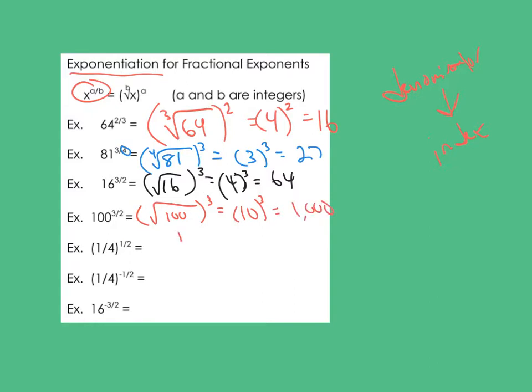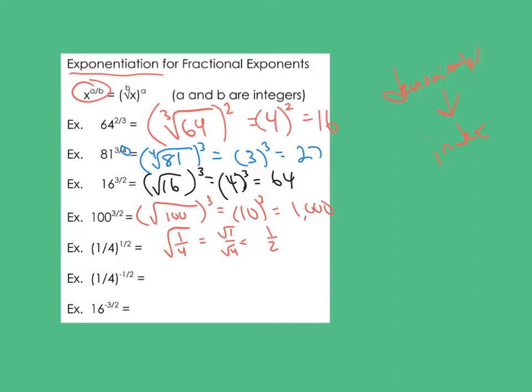1/4 to the 1/2 power is going to be the square root of 1/4, which is the square root of 1 over the square root of 4, which is 1/2. Okay, 1/4 to the negative 1/2 power. Okay, so now this gets a little tricky. I'm going to hold off on this one for last.